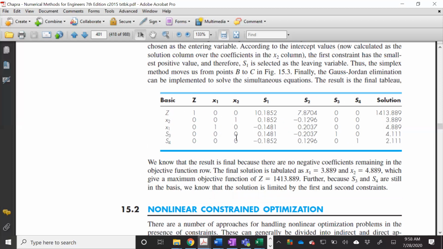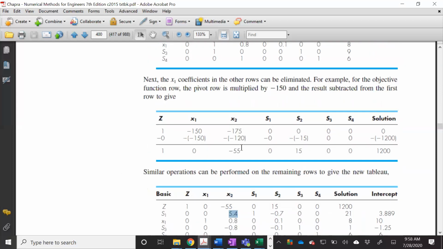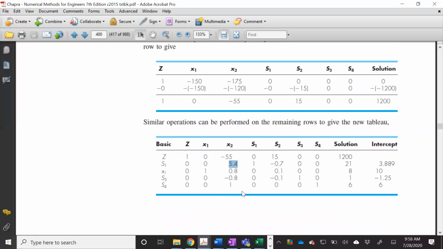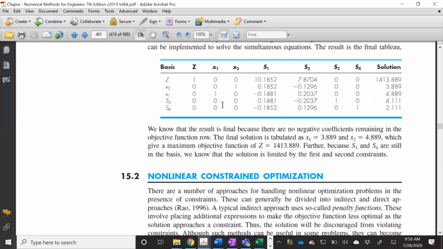Until we get this solution 0, 1, 0, 0, 0. So repeat the same step. And the final one, you will get the solution here. Z is 1513.89, x2 is 3.889, x1 is 4.889, s3 is 4.1, s4 is 2.1. Then we try to substitute into the equation, into the criteria of four. So this one is the final answer. The value should be the same as the particular solution.